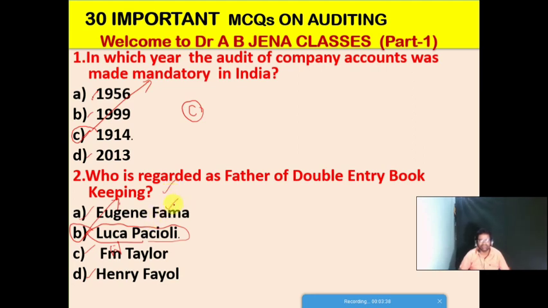Eugene Fama is the father of financial management, F.W. Taylor is the father of scientific management, and Henry Fayol is treated as the father of the administrative theory of management. Friends, I request all of you, regarding the fathers of different subjects, marketing management, financial management, insurance, CSR, corporate social responsibility, I have already posted one video. Kindly go through the posted video and you will know more and more.